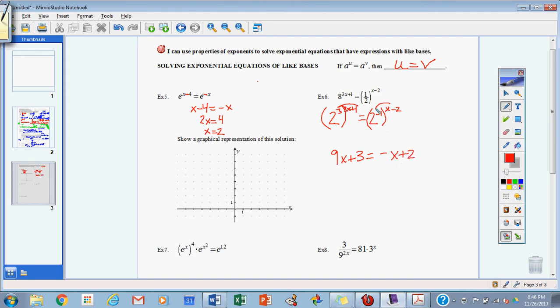Again, what am I doing? I'm setting these exponents equal to each other, and power of a power, we multiply those. All right, so then I'm going to get 10x equals negative 1. x equals negative 1/10.